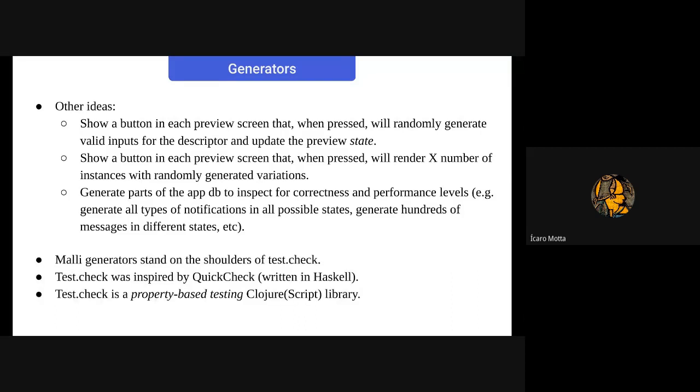Malli generators stand on the shoulders of the test.check library, and test.check was inspired by QuickCheck, which was written in Haskell for Haskell, of course. test.check is said to be property-based testing. We won't go into detail about this, but the idea is that our unit tests usually are example-based tests. We hard code the examples, and hopefully we write good enough examples to cover the function's behavior.